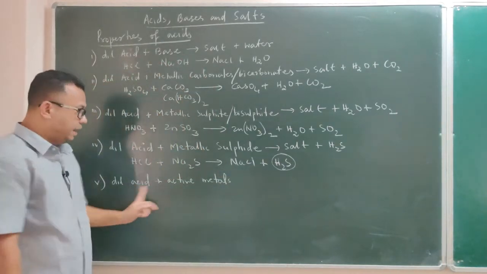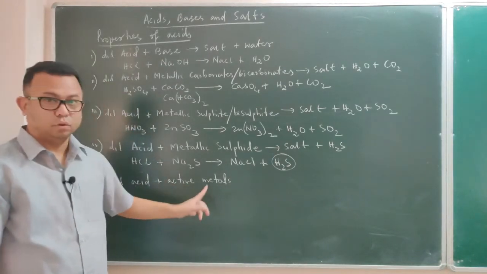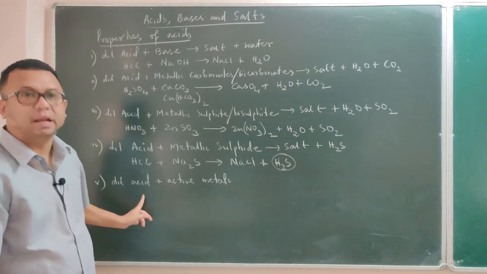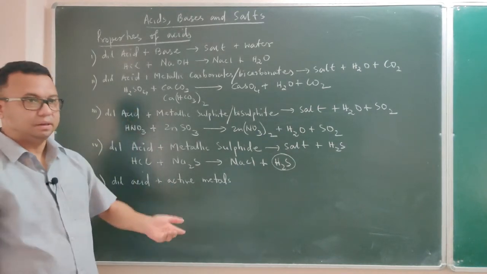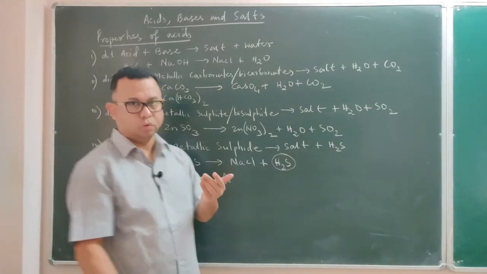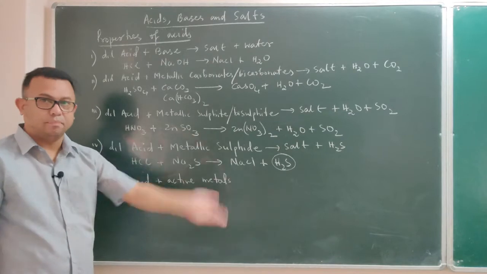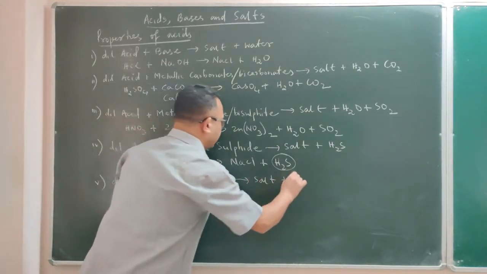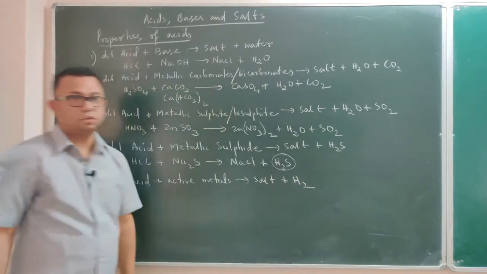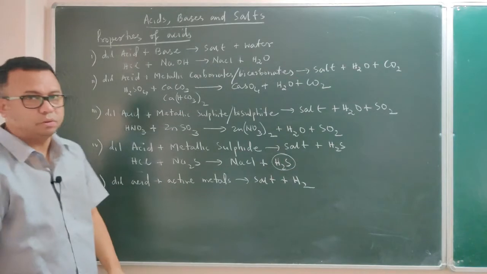So any dilute acid reacts with active metal, because those metals will be able to replace hydrogen from the acid. Here we are talking about active and non-active metals. Those metals which are below hydrogen cannot replace hydrogen, but an active metal can replace hydrogen to give you one salt and hydrogen gas. So almost everywhere, gas is produced.